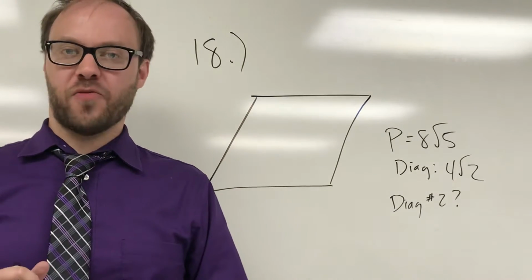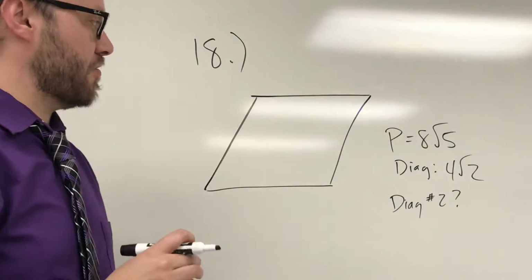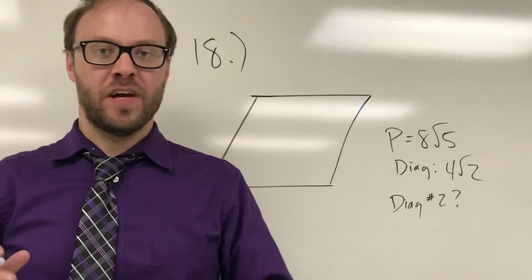Question number 18 gives us a rhombus. They tell us that the perimeter is 8 radical 5. They give us the length of one diagonal. So some basic stuff here.